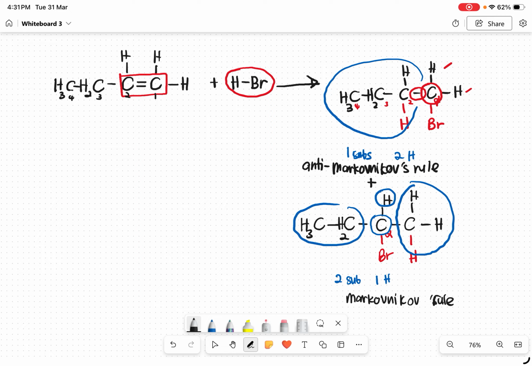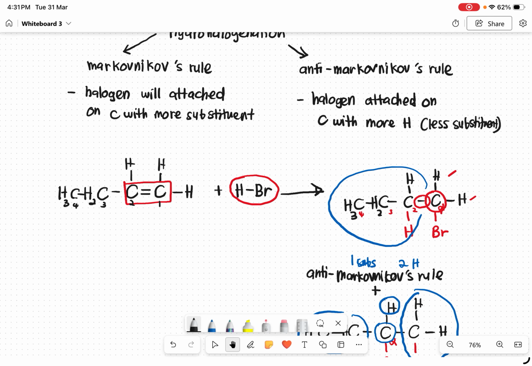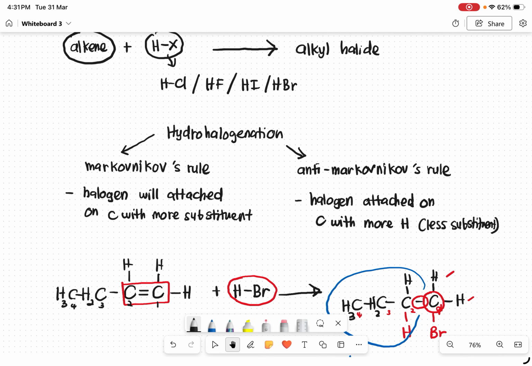Remember, the reaction only occurs on the C double bond C, whereas the others remain and do not change anything. So there you go, you already produce an alkyl halide. So basically, whatever the structure is, you just focus on the C double bond C. So that's it for the preparation. Now we proceed to the reactions.